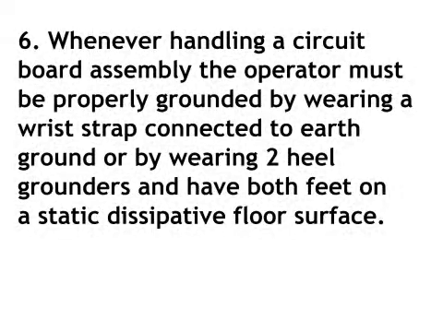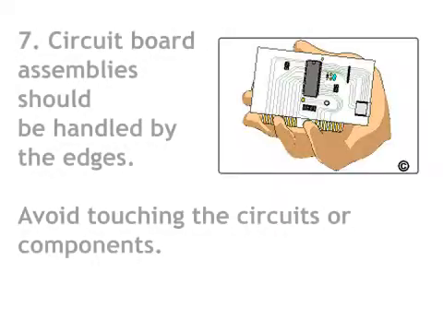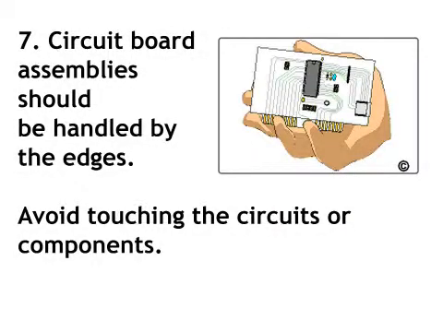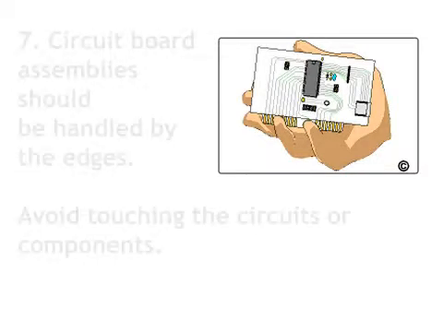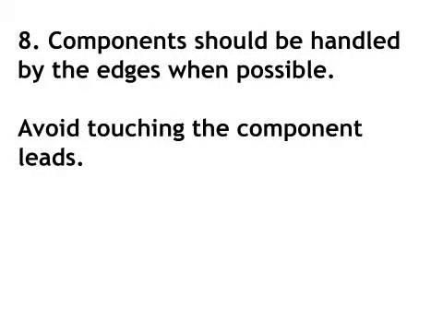6. Whenever handling a circuit board assembly, the operator must be properly grounded by wearing a wrist strap connected to earth ground or by wearing 2 heel grounders and have both feet on a static dissipative floor surface. 7. Circuit board assembly should be handled by the edges. Avoid touching the circuits or components. 8. Components should be handled by the edges when possible. Avoid touching the component leads.